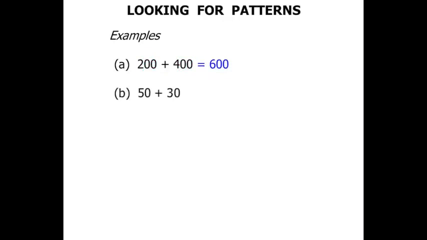The next one, 50 plus 30. Okay, we're dealing with tens here. So 5 and 3 is 8. Because we're dealing with tens, we've got a 0, 1 0 only. Let's put the 0 down. Our answer there is 80.